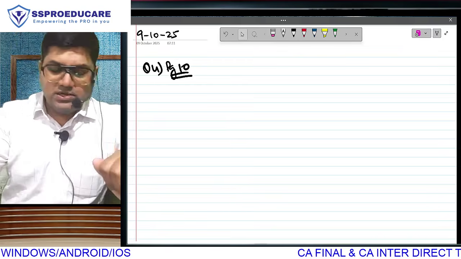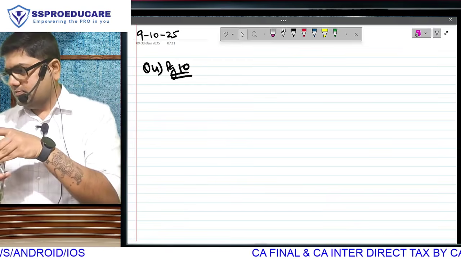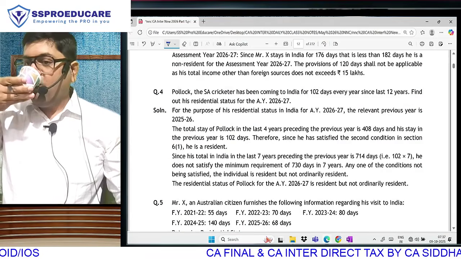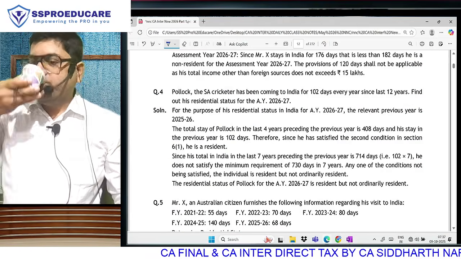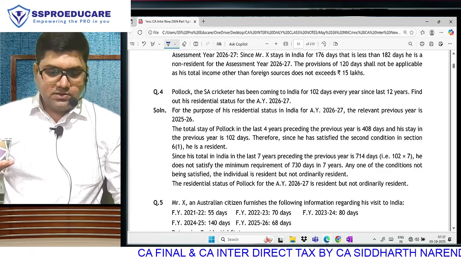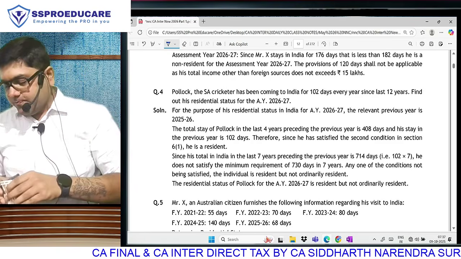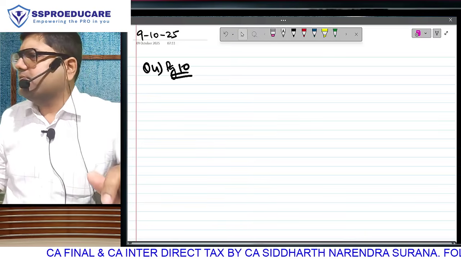Shall we? Question number 4, page number 10. Please read the question. Pollock, the South African cricketer, has been coming to India for 102 days every year since the last 12 years. Find out his residential status for the AY 26-27. Required part is very clear.